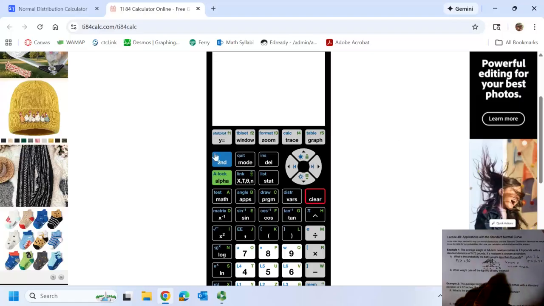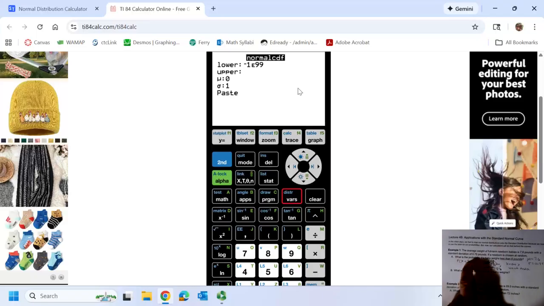So we're going to go to second distribution. To get the area, that's the normal CDF. So we'll choose that. My lower limit, remember that's all the way to the left. So this one, this is their way of saying negative infinity, -1 times 10 to the 99th. So negative infinity. And then we want to stop. We can use our regular scores here. So we're going to stop at 8. The upper limit we're looking for is 8.